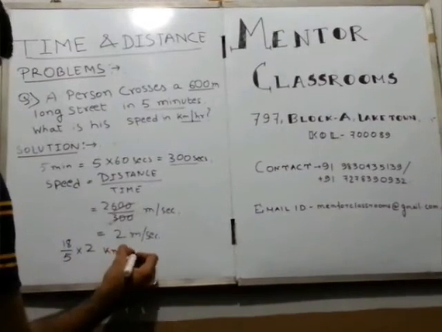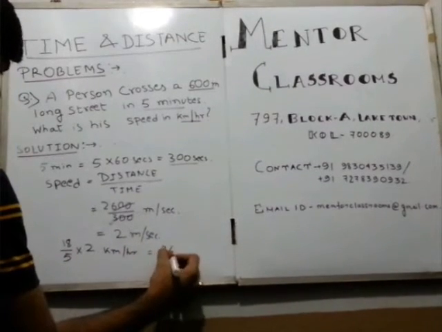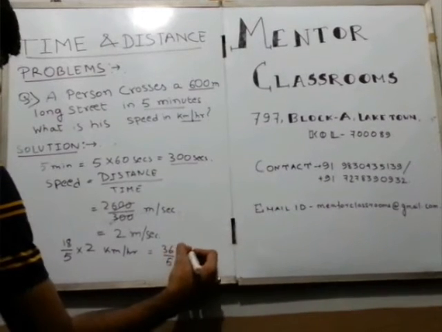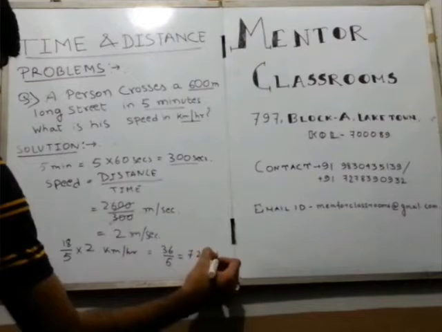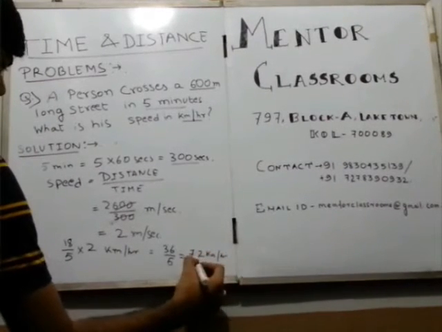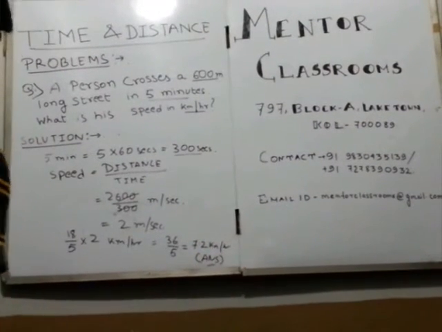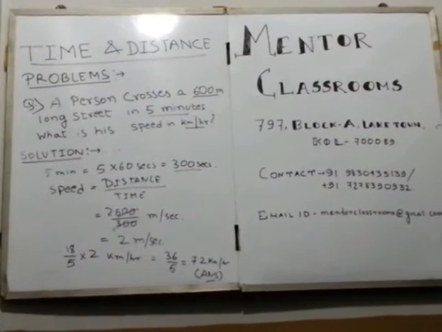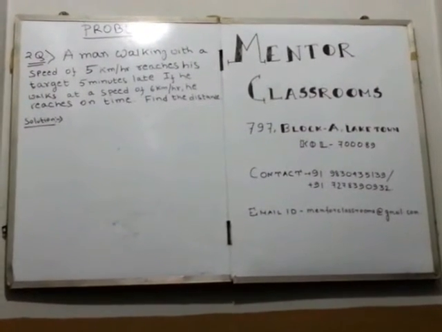kilometer per hour, which is nothing but 36 by 5 equals to 7.2 kilometer per hour, which is our answer. So guys, next move on to our next problem.